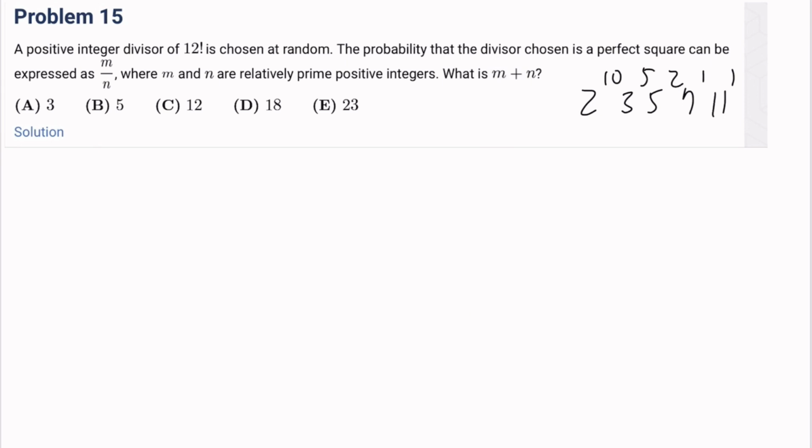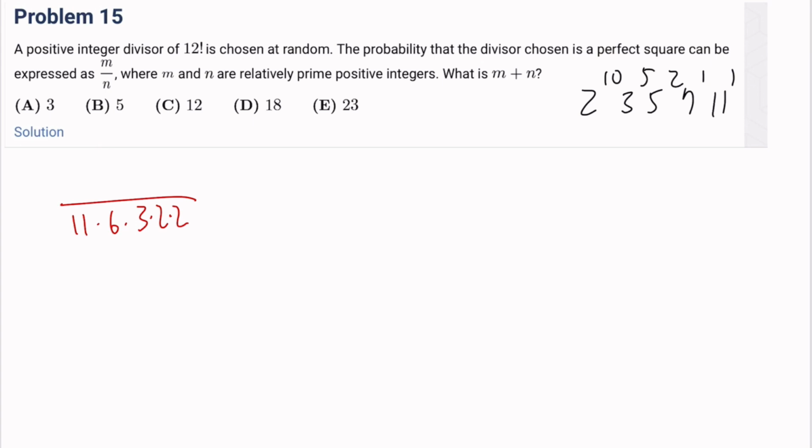And so how many divisors do we have? We have to do 10 plus 1, plus 1, plus 1, plus 1, plus 1, so that would be 11 times 6 times 3 times 2 times 2, right? But then the probability that the divisor chosen is a perfect square.